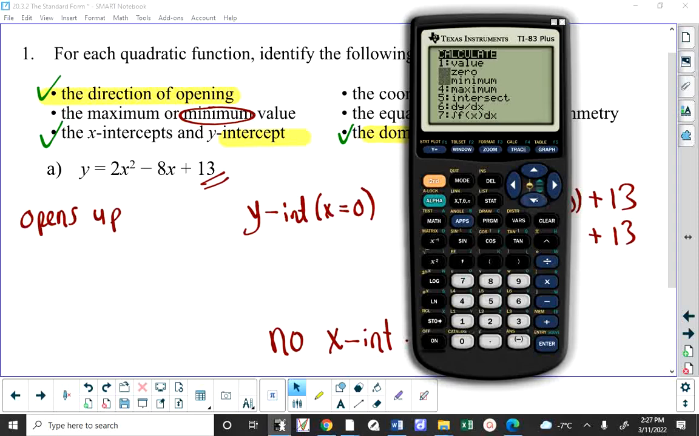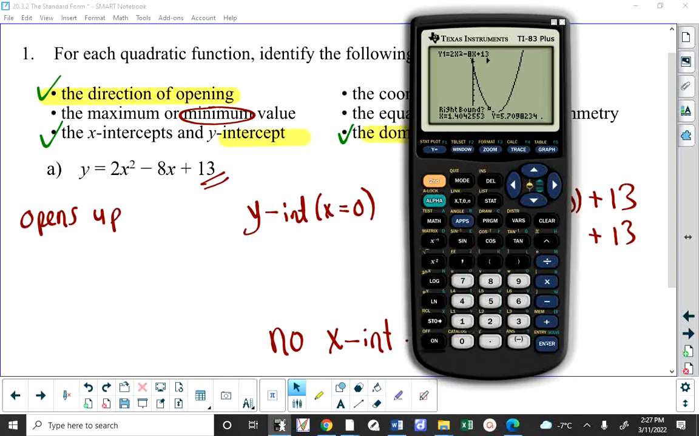And we know this graph opens up, so it has a minimum. We're going to choose the minimum option. And then it says left bound question mark. It is saying what is the left boundary of the minimum value of the function, which means even though we're talking about finding the y coordinate eventually, we have to be to the left of it and then to the right of it. So left means take your cursor, you see the little blinky guy there, take it and make sure it is somewhere to the left of that minimum, and then hit enter.